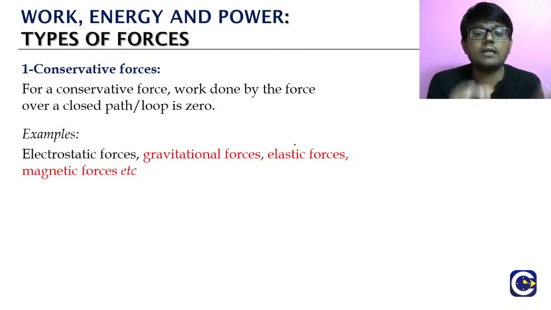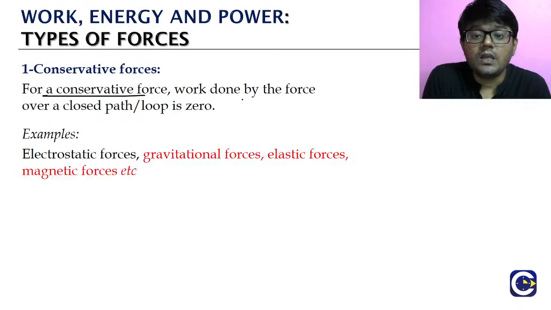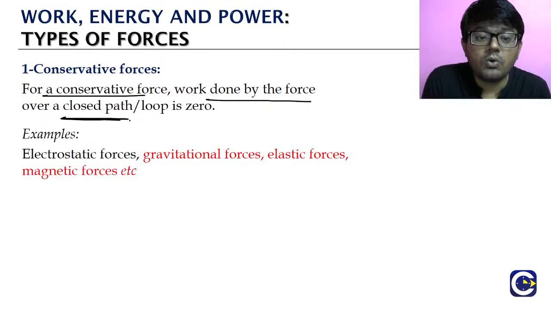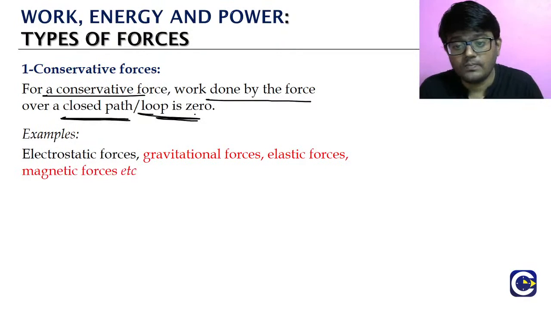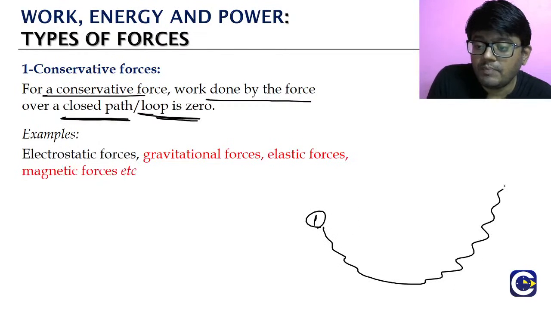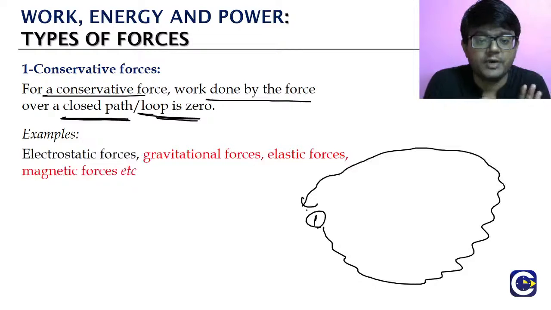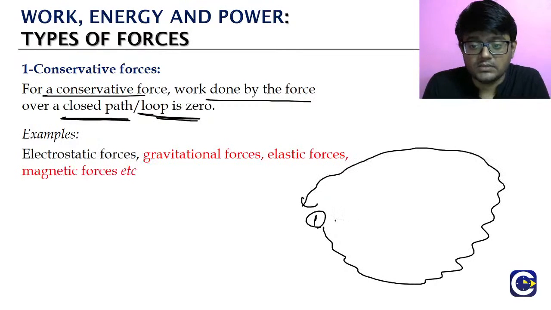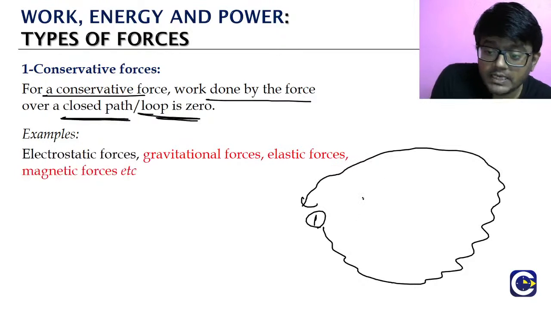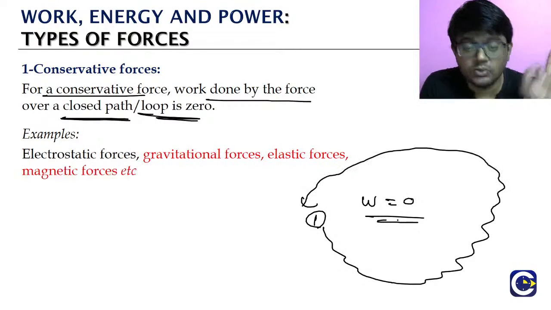What is the conservative force? A conservative force, right? Work done by the force in a closed path or a loop will be zero. We start from a point and we go along a path, and we come back to the same point. So we are starting from a point and coming back to the same point. Then we'll say it is a closed loop or a closed path. So if you take a closed loop or a closed path, suppose there is a force, the work done by the force is zero.